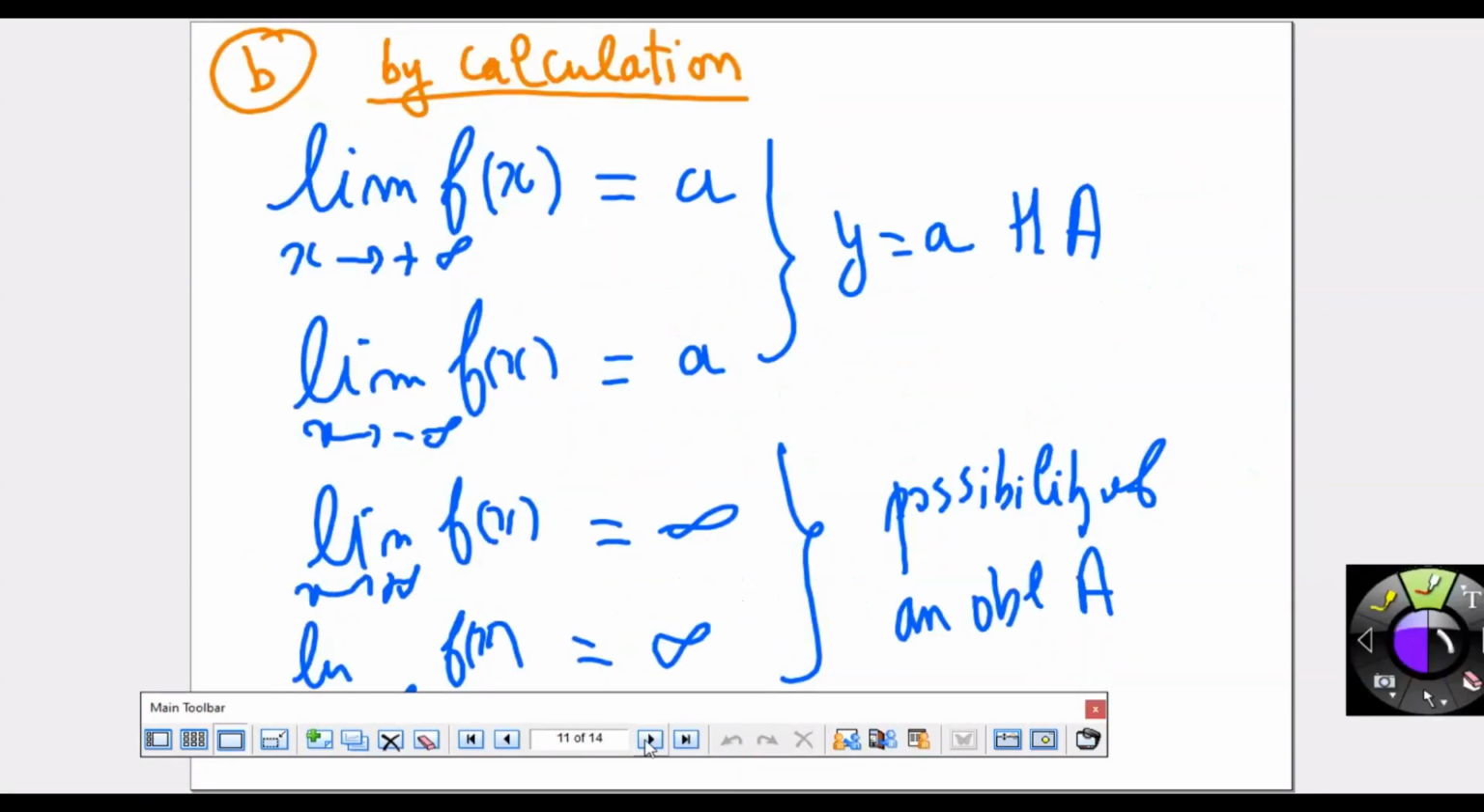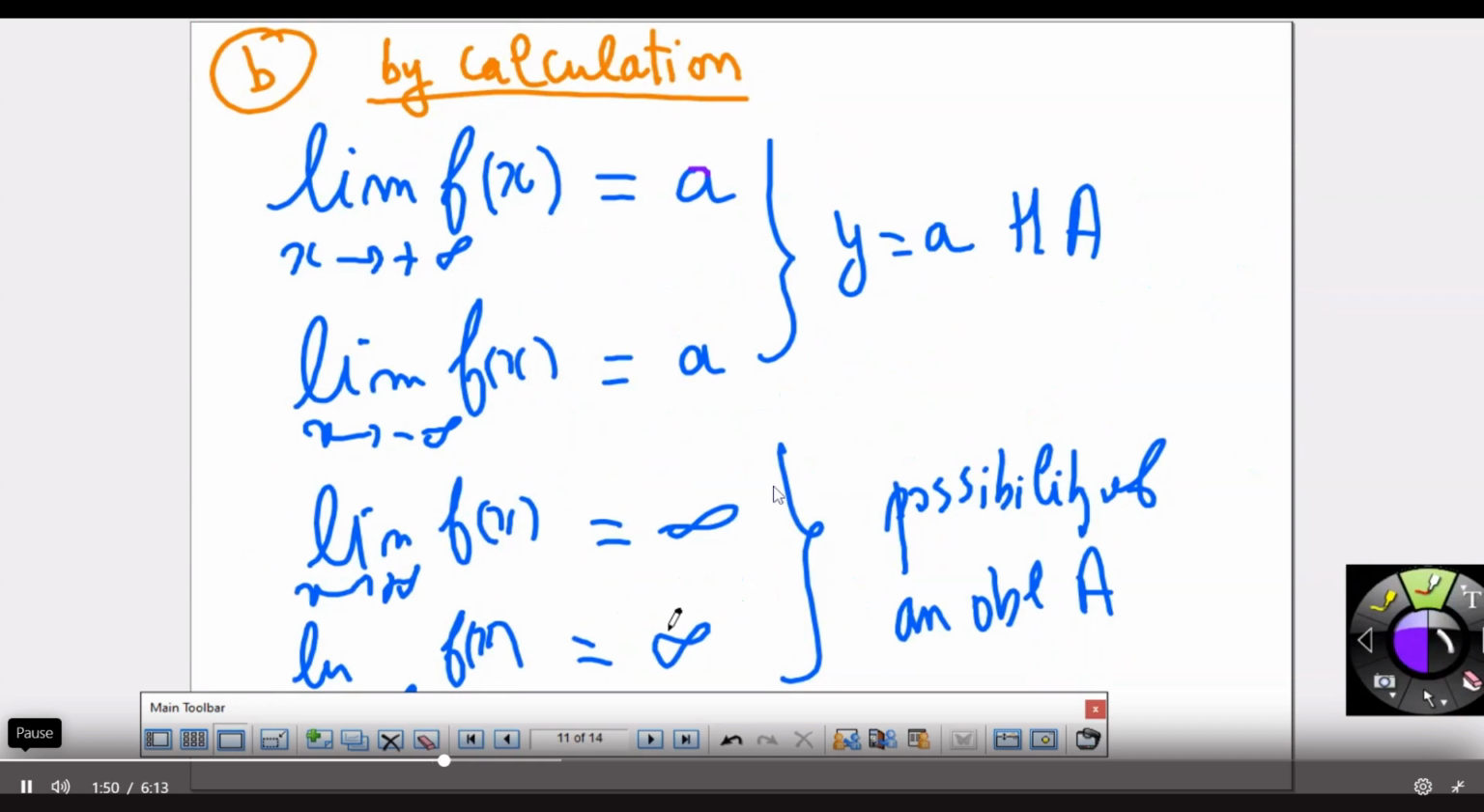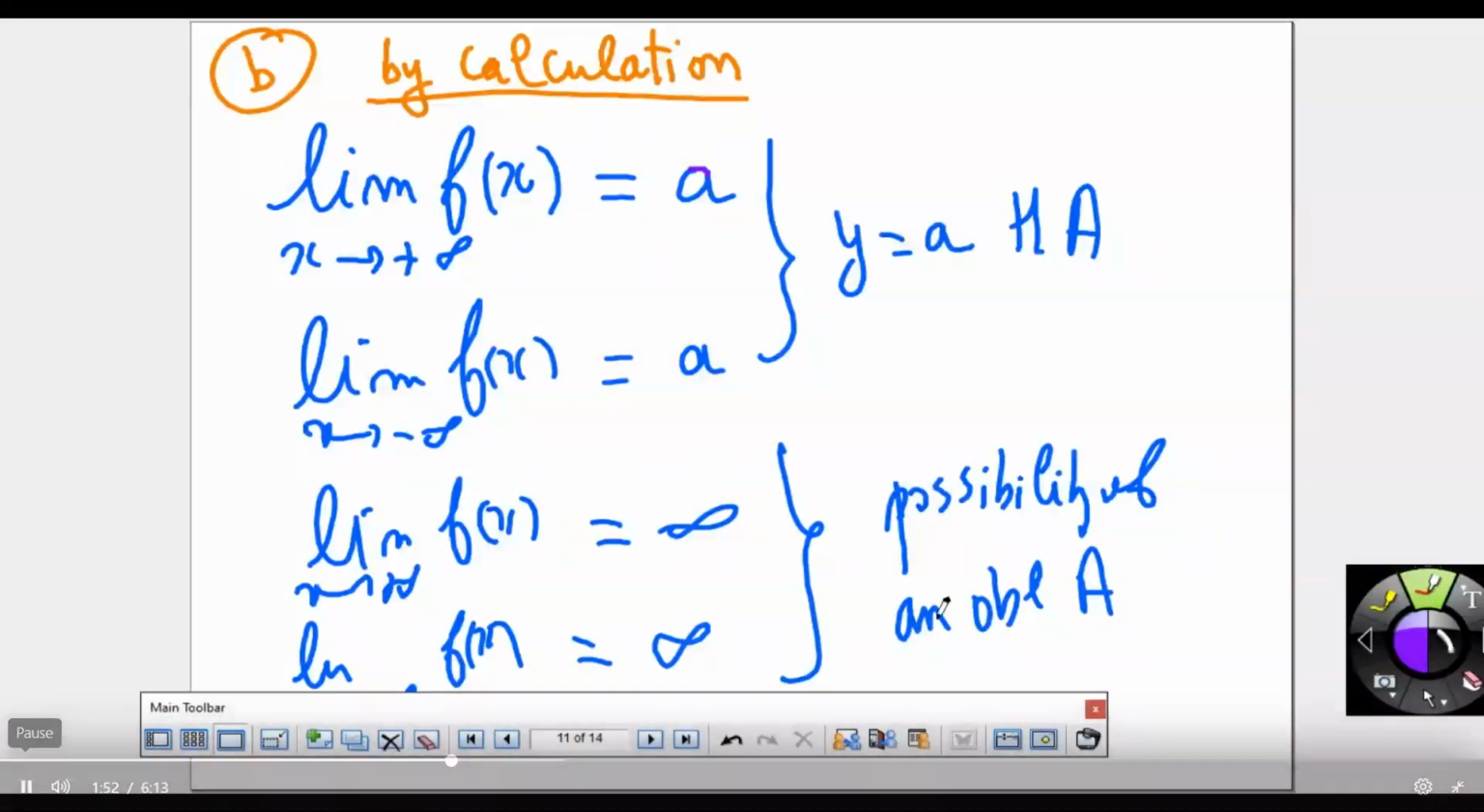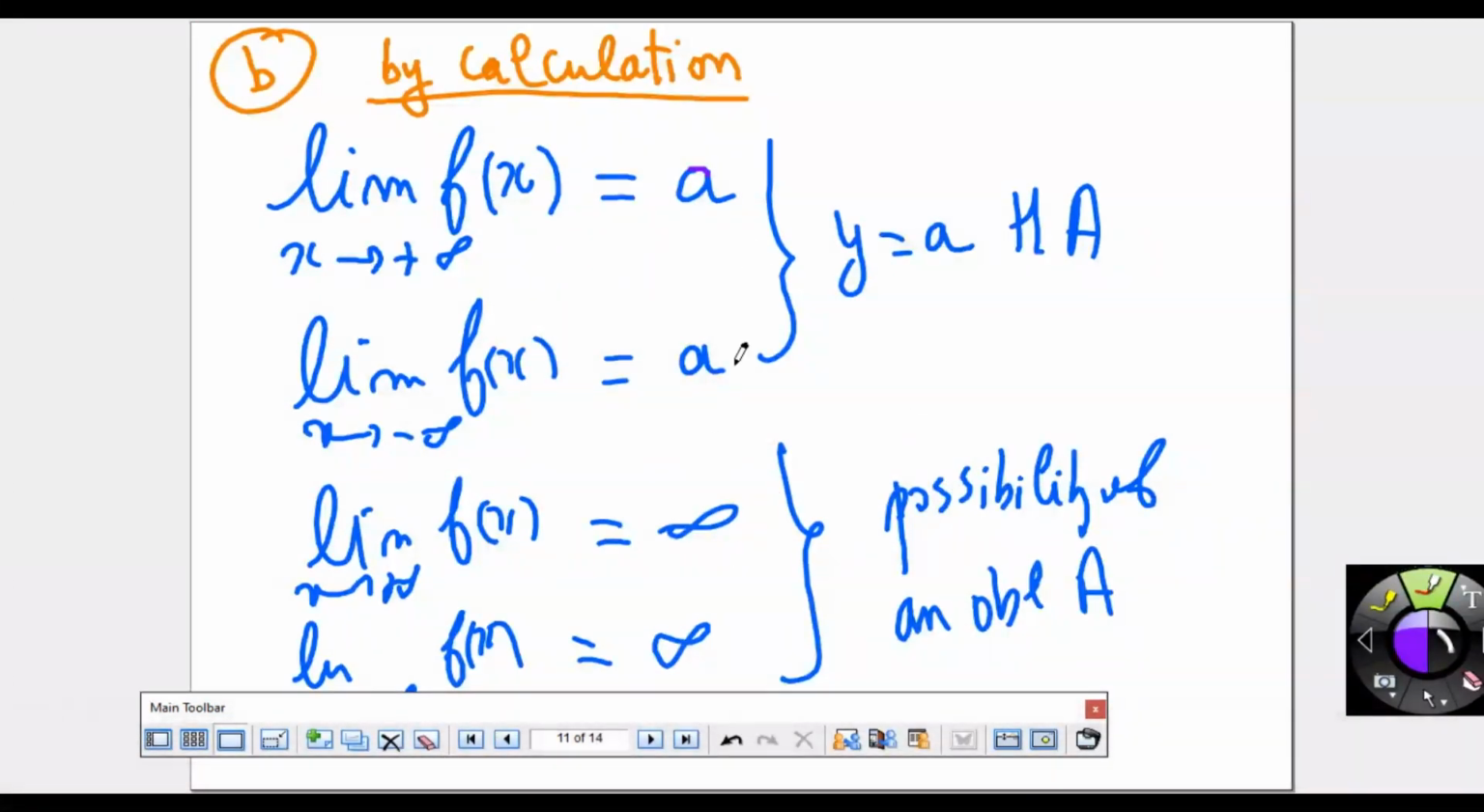Now by calculation, how will I find this? If the limit of f of x when x tends to infinity gives me a number, and when x tends to minus infinity gives me another number, in this case I have a horizontal asymptote. If it doesn't give me a number, it gives me infinity, here I have a possibility of an oblique asymptote. That's why I told you I cannot have both together, because I cannot have at the same time the limit of f when x tends to infinity be a number and infinity. So either it's a number or it's infinity.